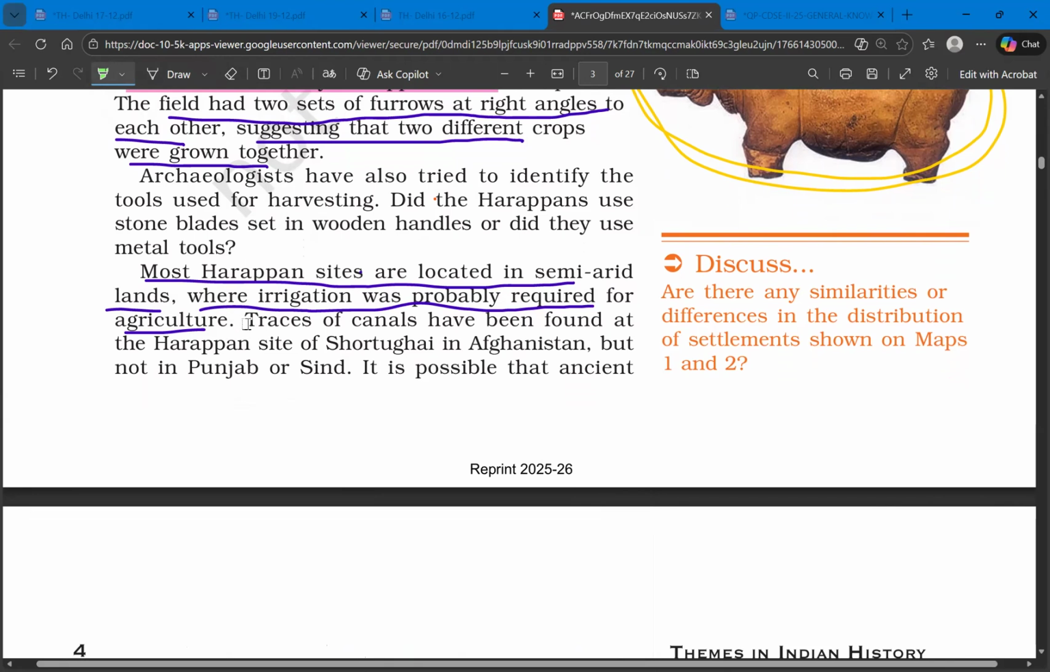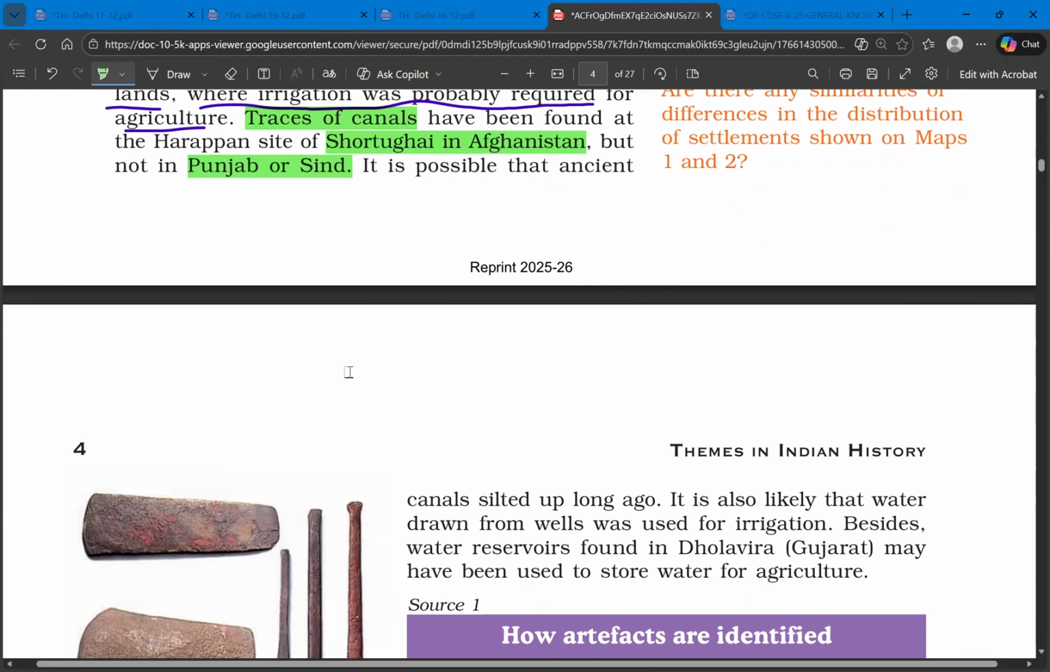Also, we have traces of canals found at the Harappan site of Shortugai, which is in Afghanistan. We do not have traces of canals in Punjab or Sindh, but we do have traces of canals in Shortugai of Afghanistan. It is possible that ancient canals silted up long ago.